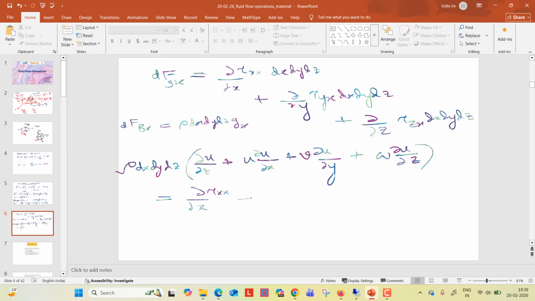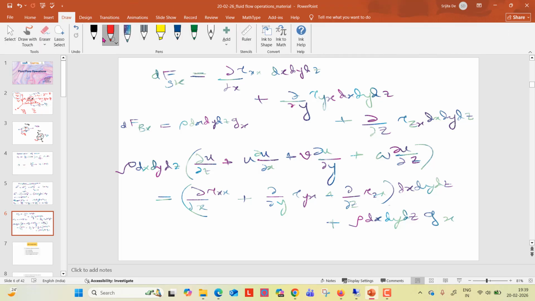If I take common dx dy dz, so del y of tau yx plus del z of tau zx. If you take common of it, dx dy dz, right? And there is another term of body force, that is rho dx dy dz into gx. So this dx dy dz is everywhere. The volume is everywhere. So we can cancel this term.